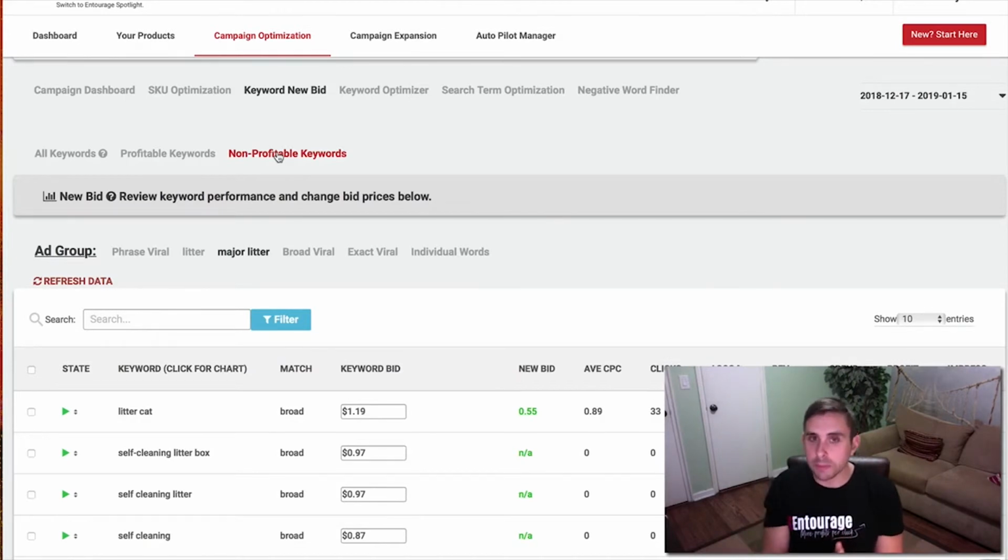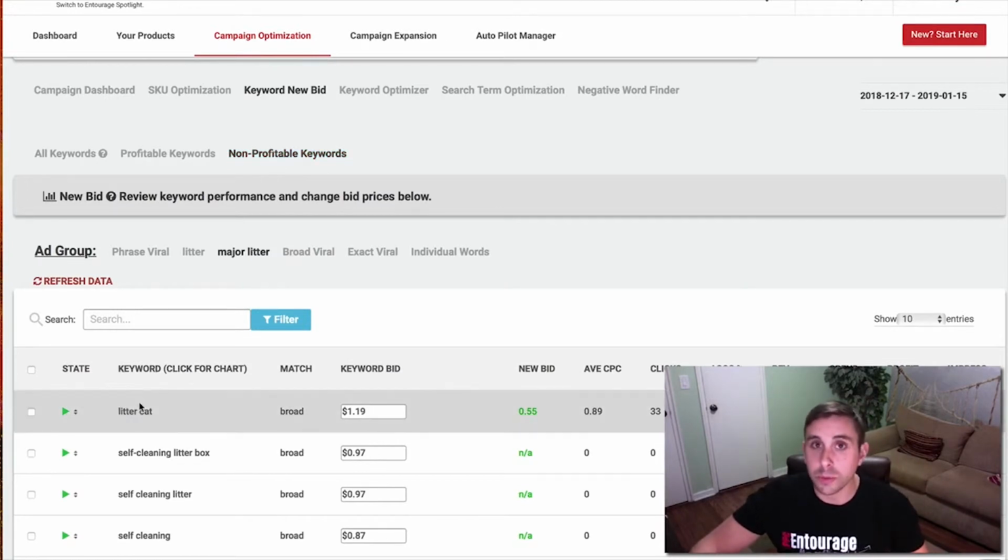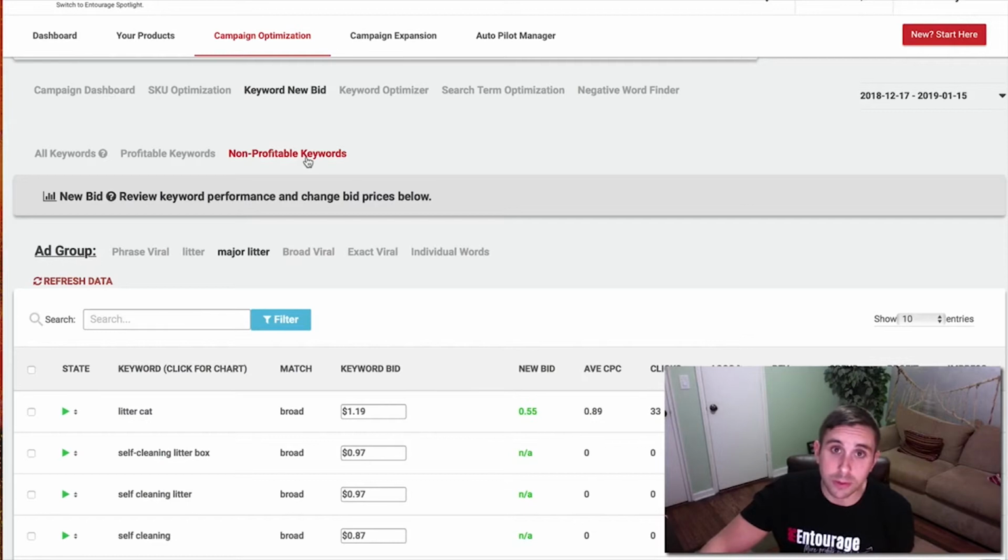Okay, so keep in mind and remember, we set the ACoS target to 40. So here we have a keyword, and this is the one we just looked at before. Litter cat has an ACoS in this time frame of 65%. Now that is much higher than the 40% threshold. So it's located under the non-profitable keywords.